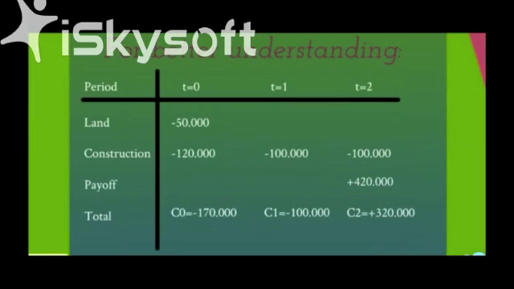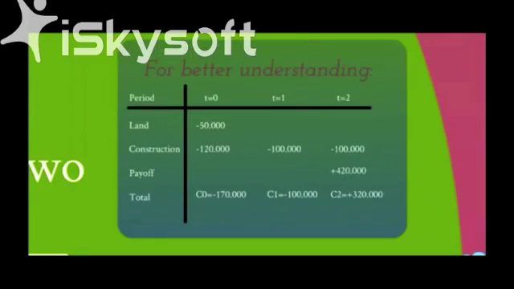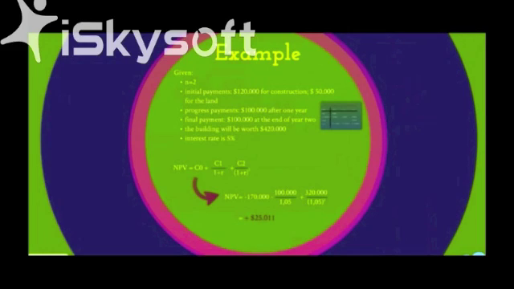For a better understanding, here is a table. So, if we use the formula of the net present value, we will get a plus of 25,011. So we will do the project because it has a positive net present value.